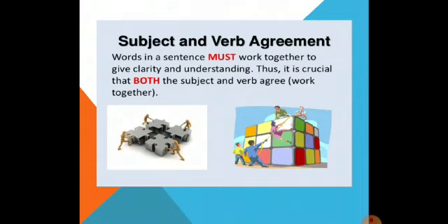Now, first of all, the idea of subject verb agreement and the meaning of it. It means that words in a sentence must work together like a puzzle. Look at the photos, they are very expressive. When you play with a puzzle, you have to connect the pieces in a suitable way. Thus, it's crucial, or very important, that both the subject and verb agree and work together.